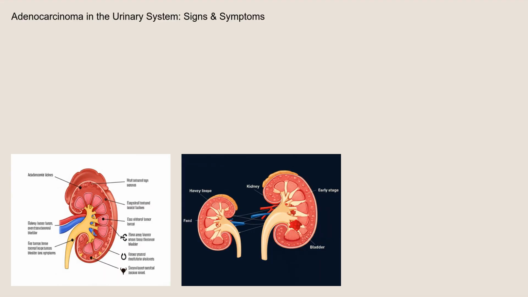The signs and symptoms of adenocarcinoma in the urinary system can vary depending on the location and stage of the disease. Kidney adenocarcinoma may present with blood in the urine, persistent flank pain, a palpable mass in the abdomen, fatigue, unexplained weight loss, or persistent fever. Bladder adenocarcinoma can cause hematuria, or blood in the urine, frequent urination, urgency, pain during urination, or pelvic pain. It's important to note that these symptoms can also be caused by other, less serious conditions, but it's crucial to seek medical attention to rule out any potential concerns.